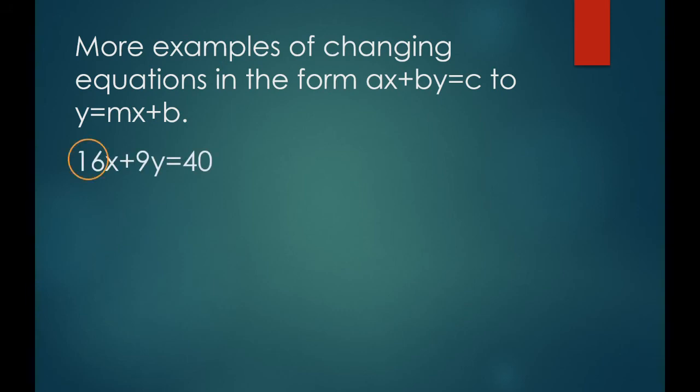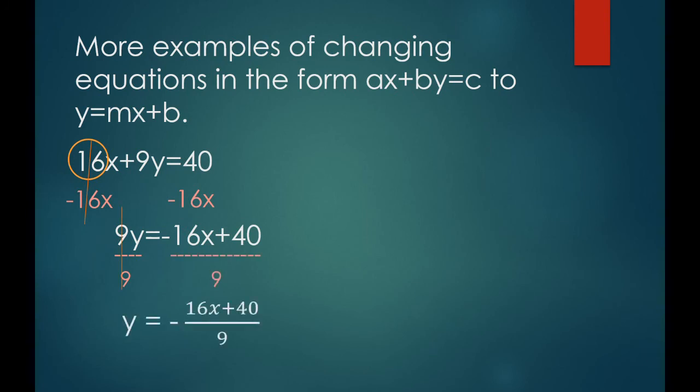Here's another example. So we add negative 16. That is 0. 9y is equal to negative 16x plus 40. Divide both sides by 9. The answer is y equals negative 16x plus 40 all over 9.